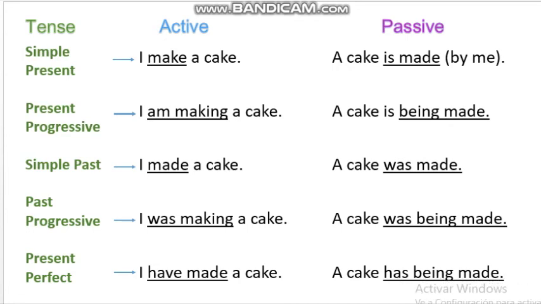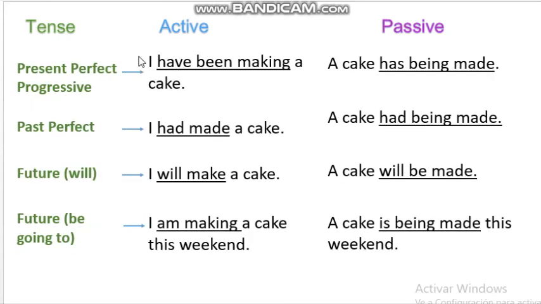Okay, that's the passive. Now we have the present perfect progressive. I have been making a cake. Have been making is the present perfect progressive. To become passive, we change it to a cake has been made. Past perfect. I had made a cake. Had made is the past perfect. A cake had been made.